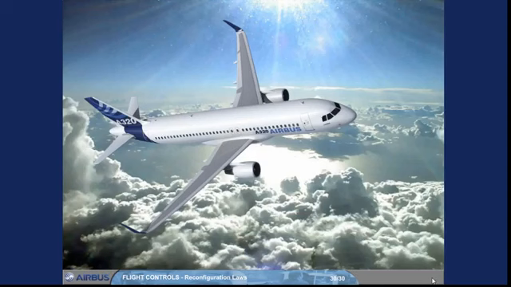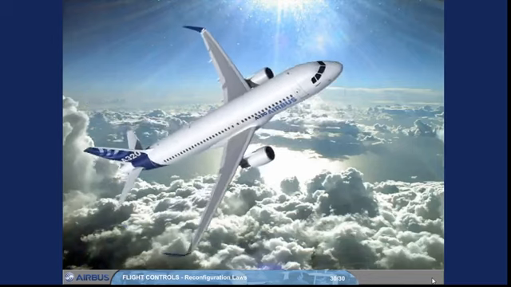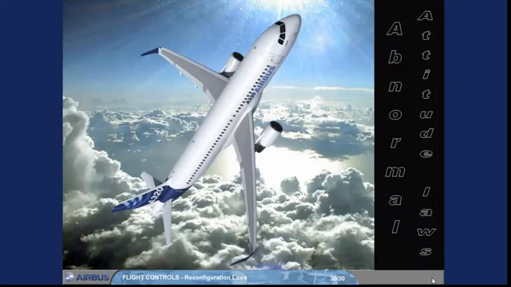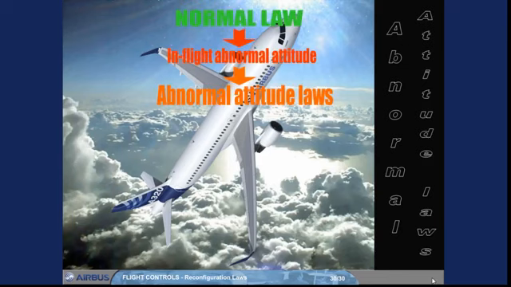You have seen all the different laws and protections. Maybe you wonder how to recover if extreme conditions cause the aircraft to leave the protected envelope. For example, you have been flipped over by a very severe turbulence. Here is the answer. If the limits of normal laws are exceeded, abnormal attitude laws become active.